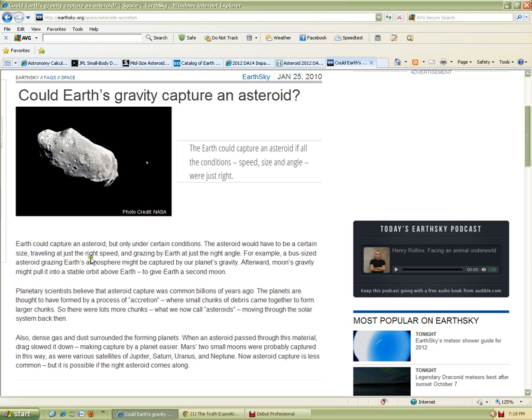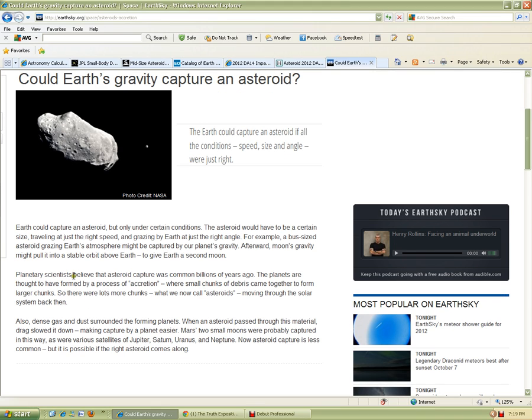Then it goes on to say Earth could capture an asteroid, but only under certain conditions. The asteroid would have to be a certain size, traveling at just the right speed and grazing by Earth at just the right angle. And then it gives an example here. For example, a bus-sized asteroid grazing Earth's atmosphere might be captured by the planet's gravity. Afterward, the Moon's gravity might pull it into a stable orbit above Earth to give Earth a second moon.